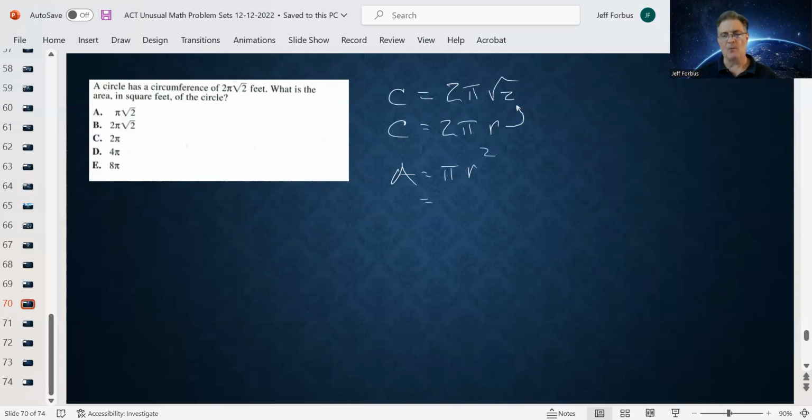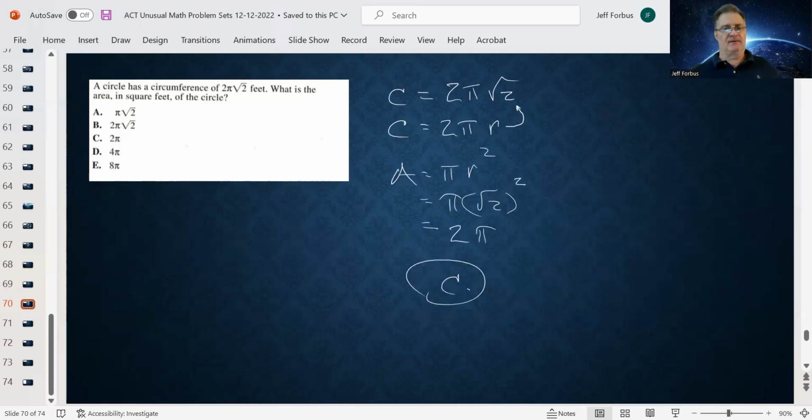So the area of the circle is pi r squared. Okay, well, let's fill in what the radius is. Pi times the square root of 2 squared. Well, when you square a square root, you cancel the root and you leave the number inside, so it becomes 2 pi. Therefore, answer choice C. I think the key thing here is making the link between what they tell us about the circumference and the circumference formula. Let's move on to the next question.